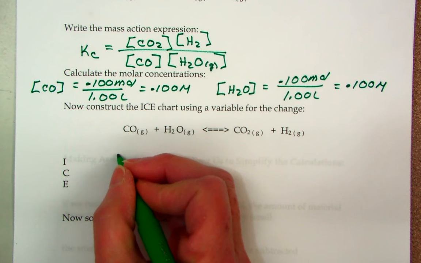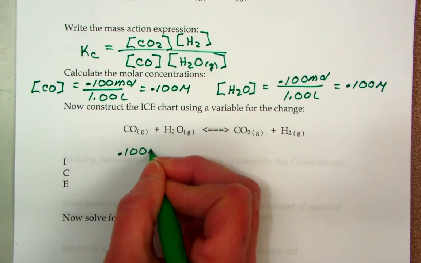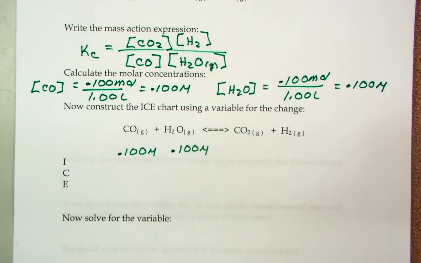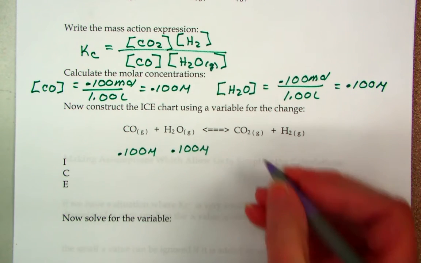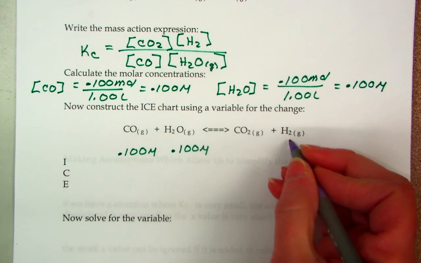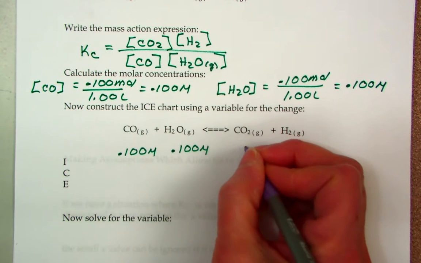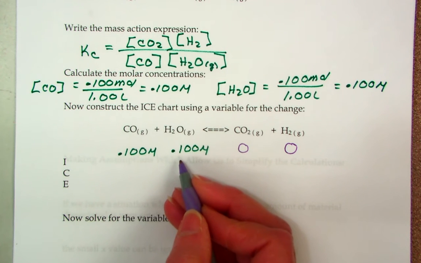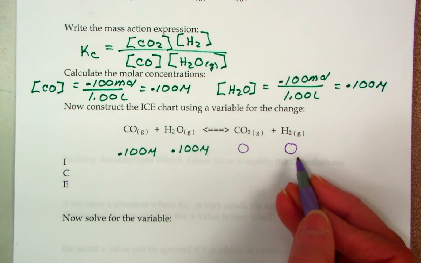So now we fill out our chart. 0.1 molar carbon monoxide, 0.1 molar water. That's all we know. We don't have any information about what happens later. So this is where we use a variable. How much carbon dioxide and hydrogen is in there before any chemistry has taken place? 0. So we can start there. Now we know that some of this is going to react and it's going to produce products, but we don't know how much. What do we do in algebra when we don't know what something is?